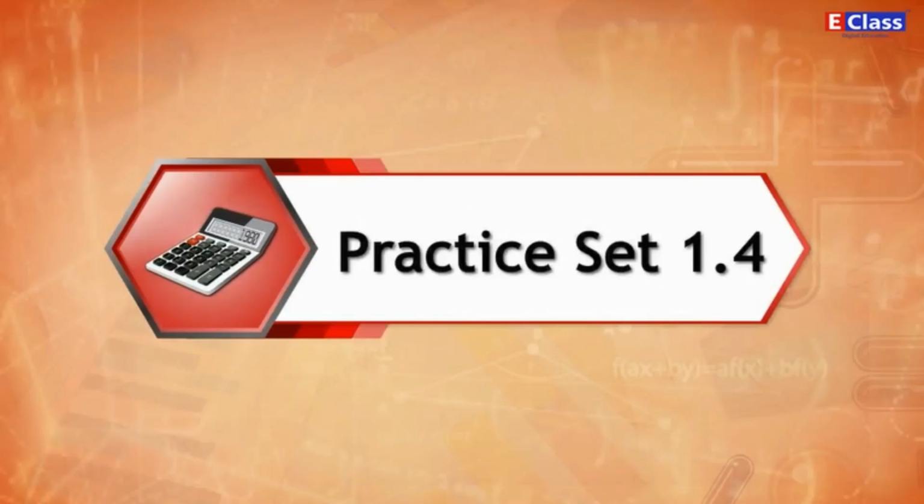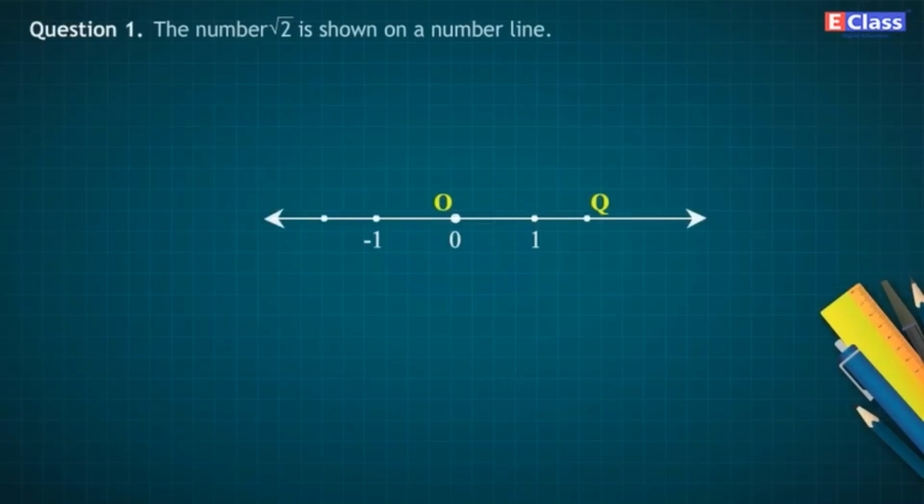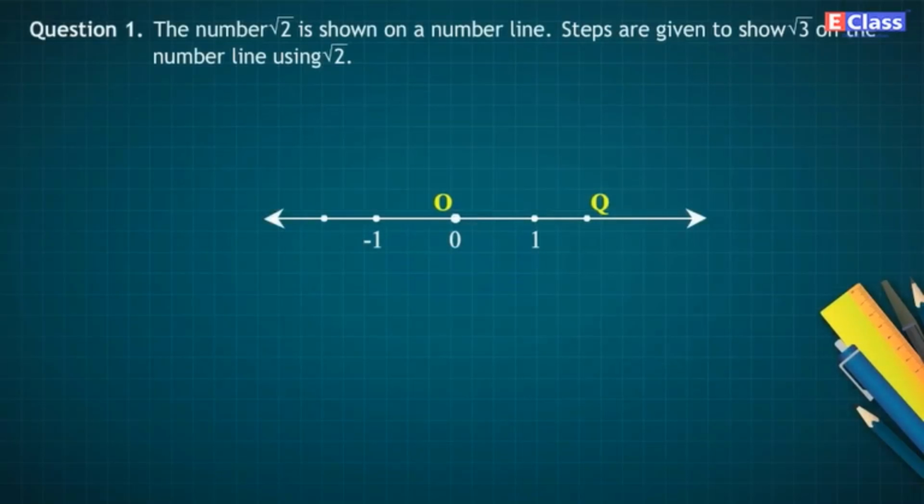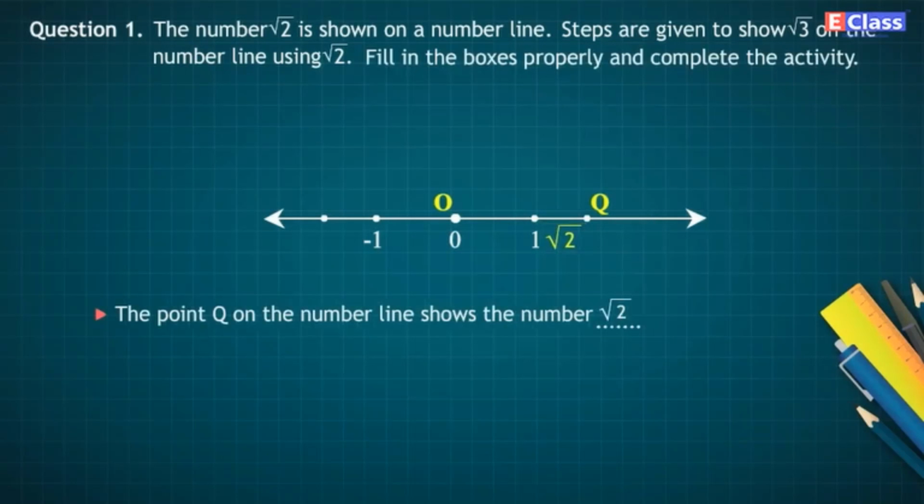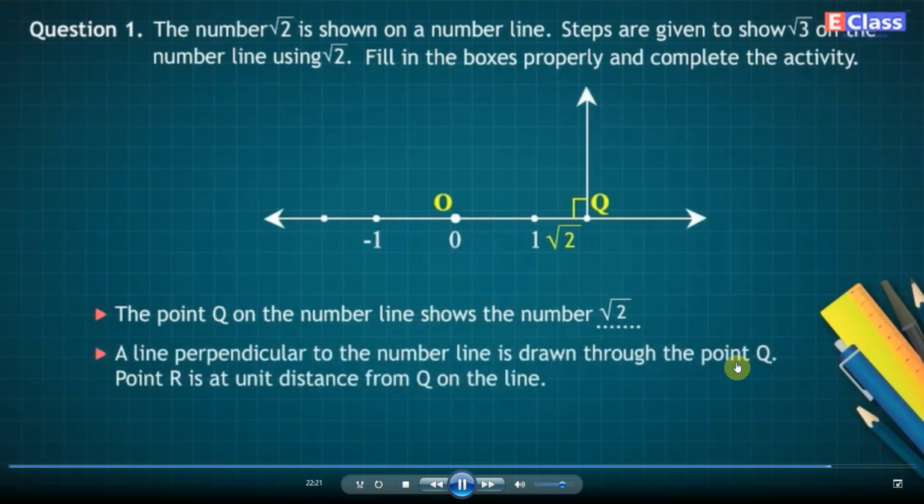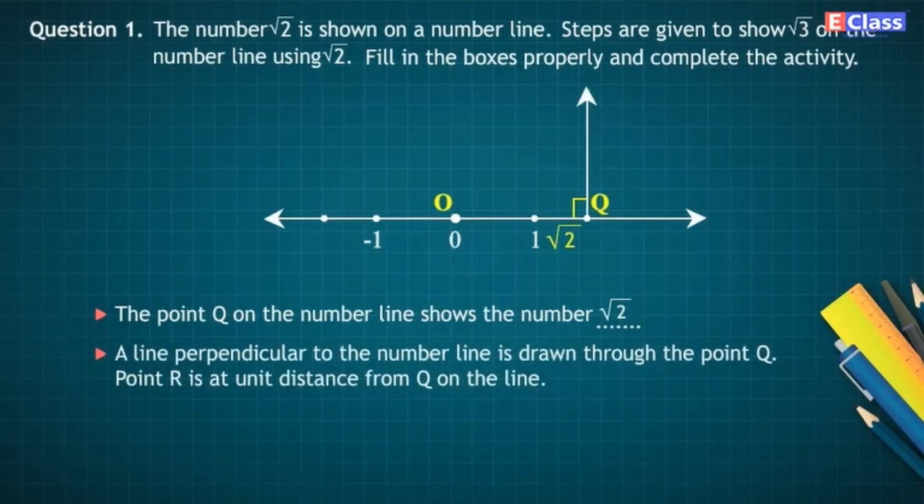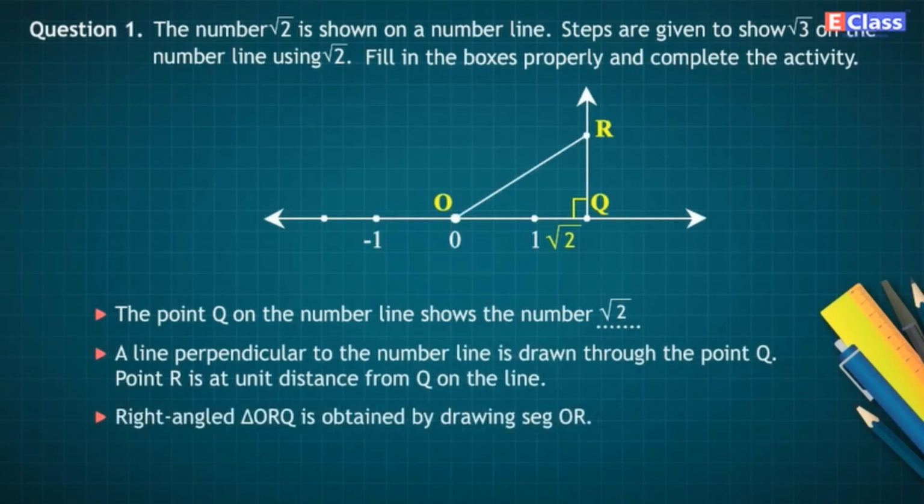Practice set 1.4. Question 1. The number square root of 2 is shown on a number line. Steps are given to show square root of 3 on the number line using the square root of 2. Fill in the boxes properly and complete the activity. The point Q on the number line shows the number square root of 2. A line perpendicular to the number line is drawn through the point Q. Point R is at unit distance from Q on the line. Right angle triangle ORQ is obtained by drawing segment OR.